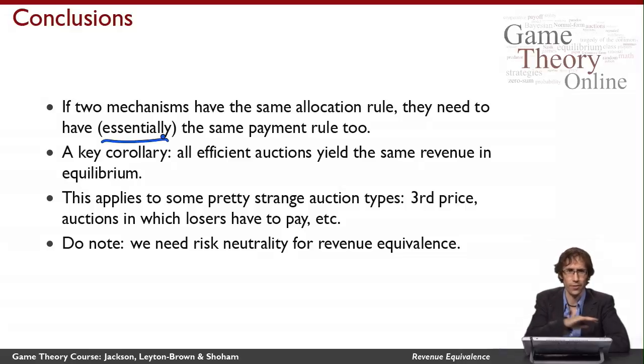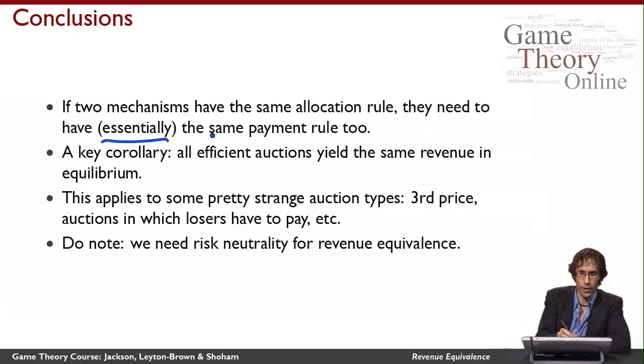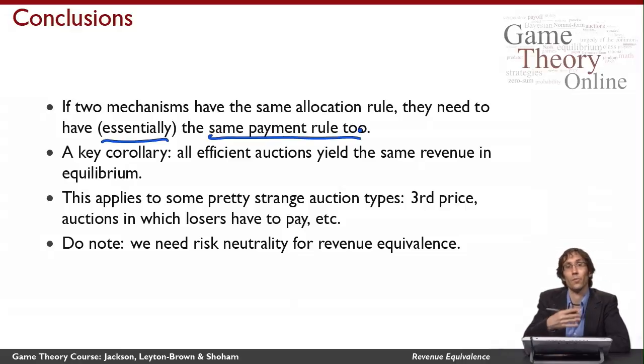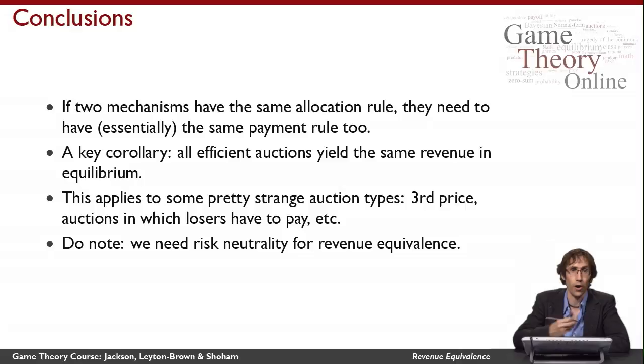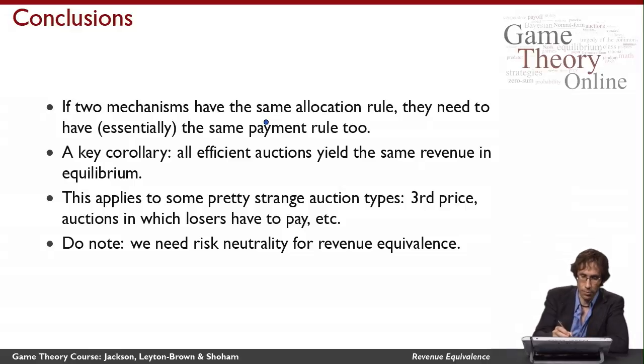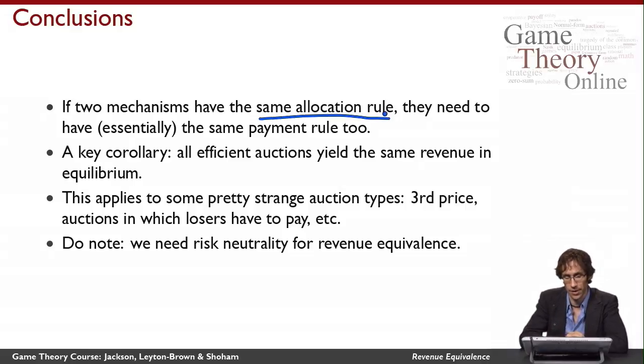But that's not very satisfying. That's why we have this requirement that the agent with the lowest possible type gets paid 0. As long as that's true, then there's really no other wiggle room in the payment rule. And so mechanisms with the same allocation rule just need to have the same payment rule. A key corollary is that all efficient auctions yield the same revenue in equilibrium. Because after all, efficiency is just one allocation rule, right? Efficiency means the agent with the highest valuation always gets the good. That's an example of a restriction on what the allocation rule needs to be.